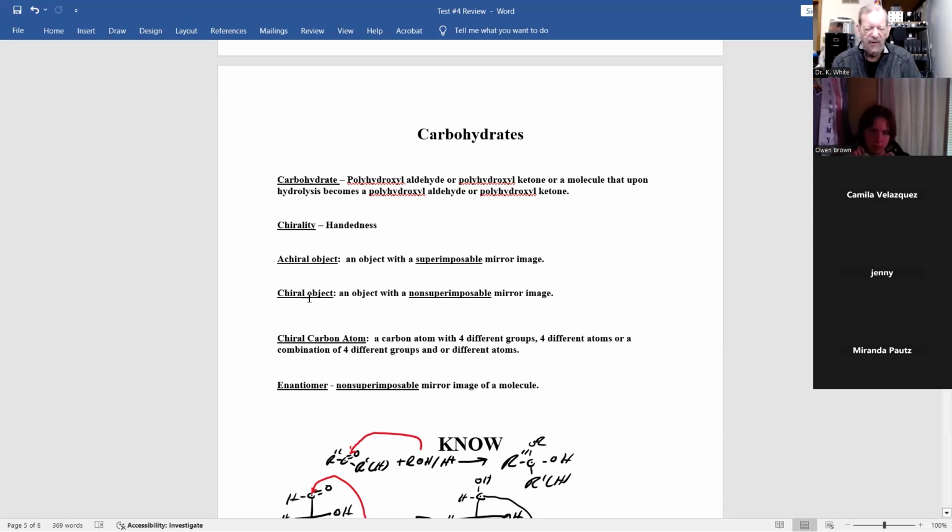All right. So a chiral object is an object with a non-superimposable mirror image. So my hands are a mirror image. They're not superimposable, so they're chiral. Now, in the videos, I asked you to, in the problem set, identify an object as either chiral or achiral. Hint, if the object has the word right or left, it's always going to be chiral.